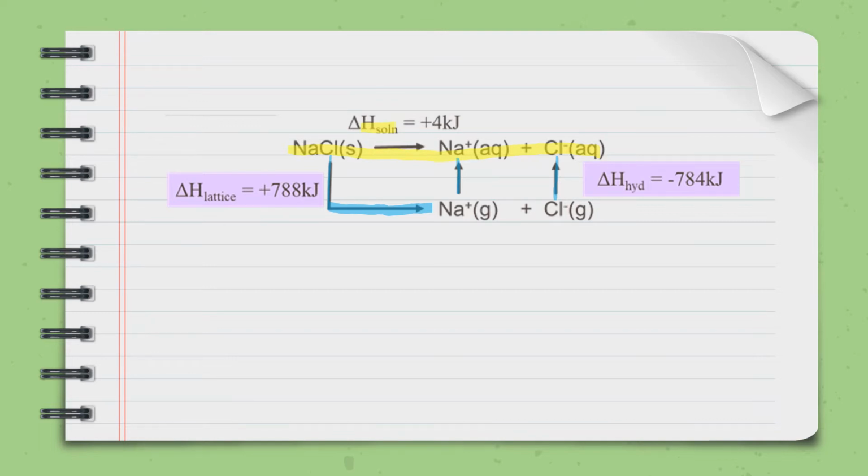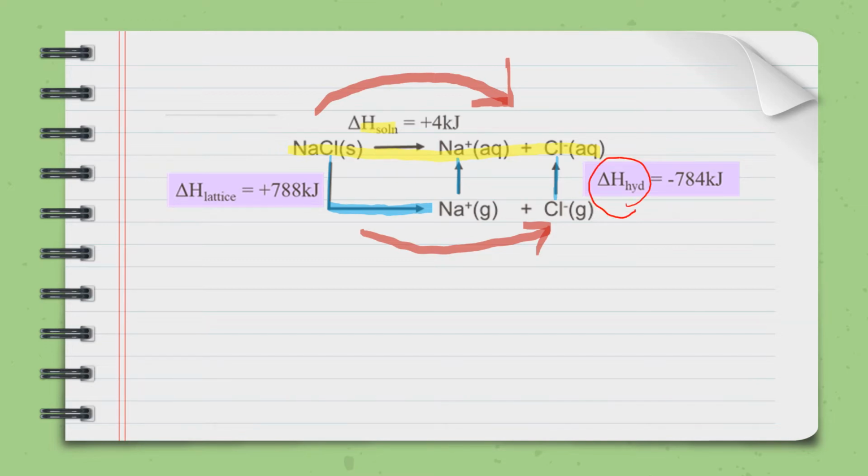if we want to calculate the delta H solution of the reaction by using this energy cycle diagram, you can try to find the arrow clockwise and anti-clockwise. It's the same thing. Here we have the clockwise, where we have delta H solution, and the anti-clockwise, we have delta H lattice and delta H hydration. Before I proceed, I want to talk about delta H hydration over here.